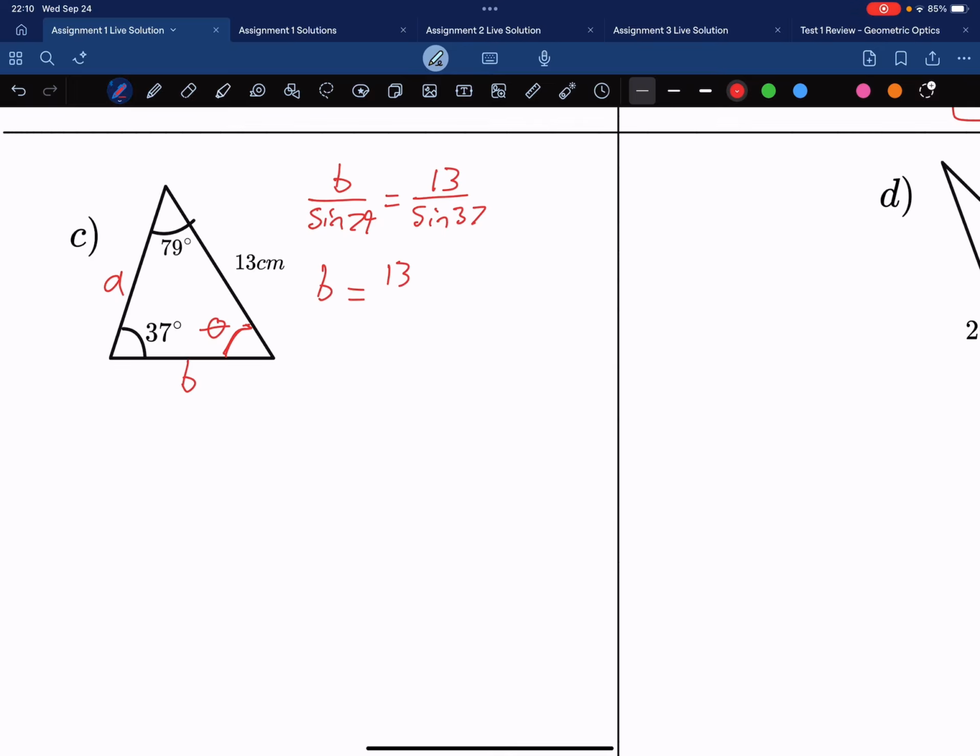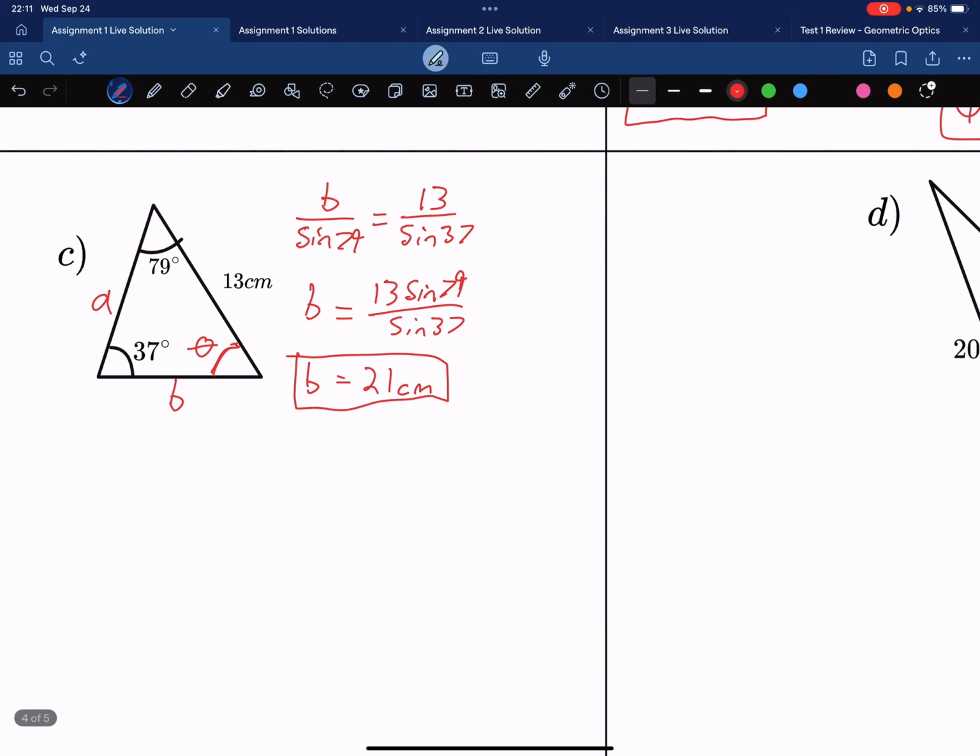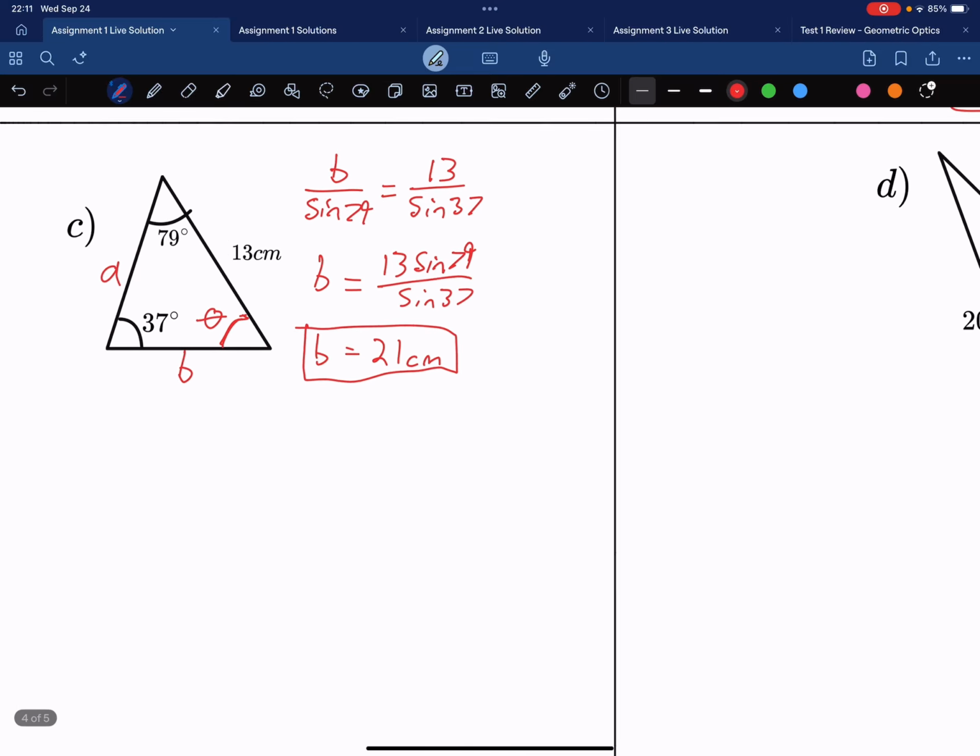So that gives me 13 sine 79 over sine 37. And that will give me 13 sine 79 divided by sine 37. Which gives me, call that 21 centimeters. Now on the other ones, I did not use units. This one I did. So I did want to see some units in here, but I was not very stingy with that.